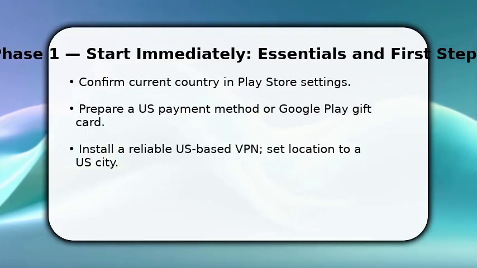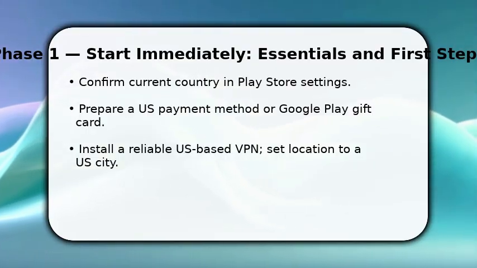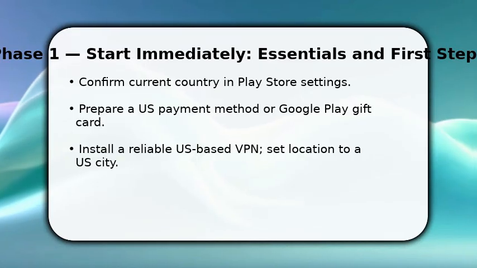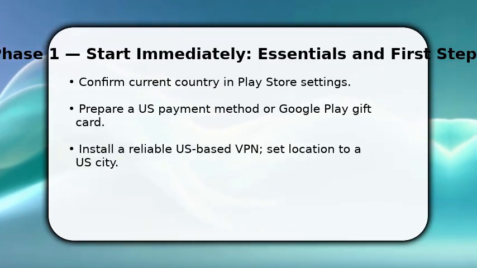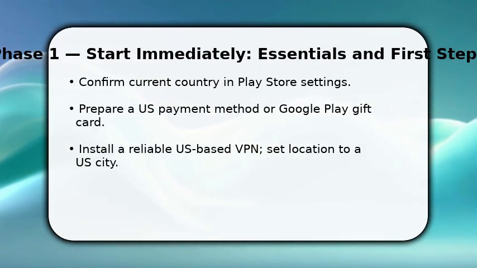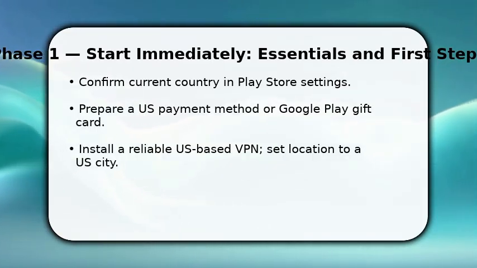You need a US payment option and a VPN ready. Start now. Open Google Play, go to Account Preferences to view current country. Once done, connect the VPN to a US server and keep it active. This makes Play detect a US IP.